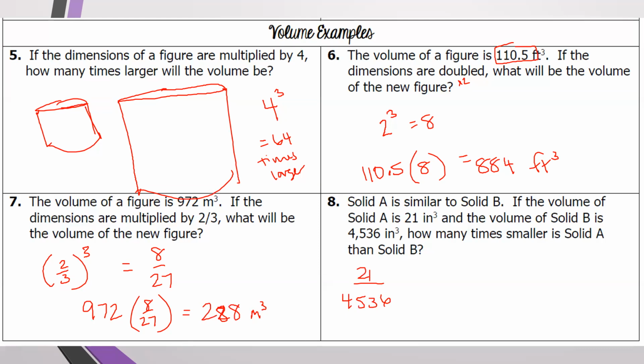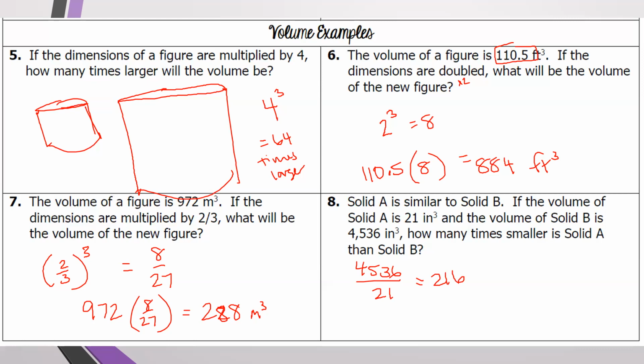I wrote that wrong. I could do it this way, but I'm going to do it the other way. I'm going to say B to A, just because that's easier to divide. 4,536 over 21 is 216. So that's how many times 21 goes into 4,536.